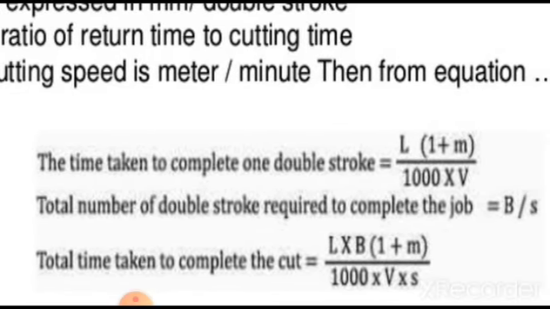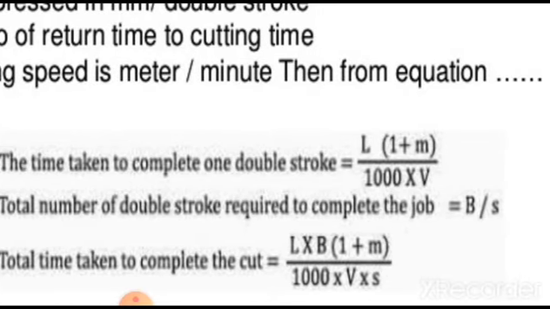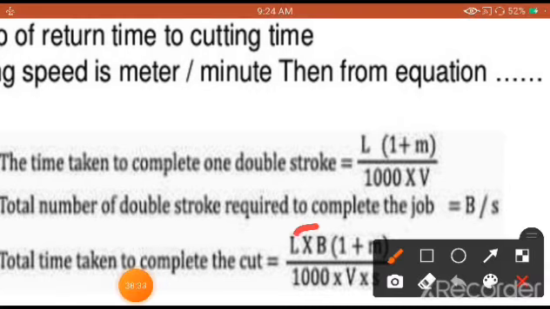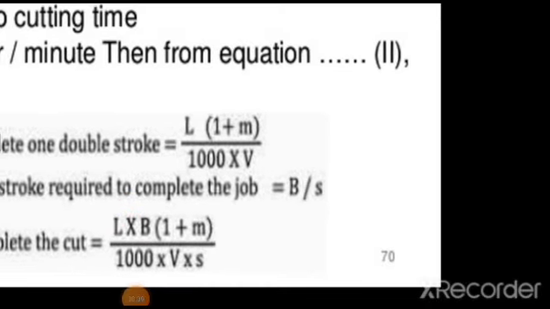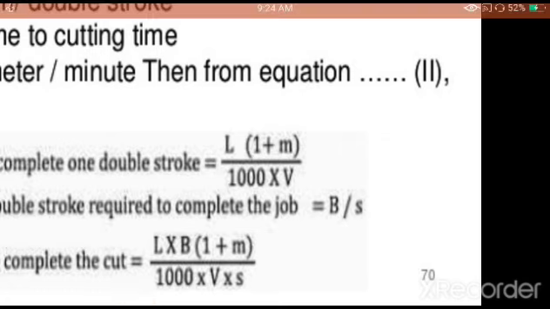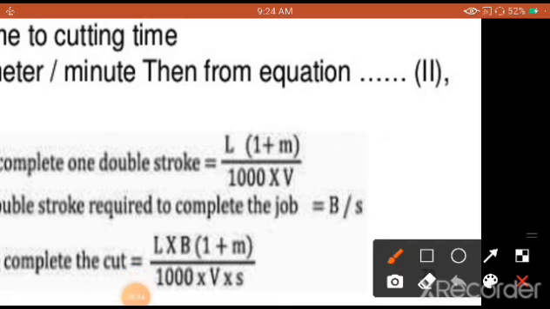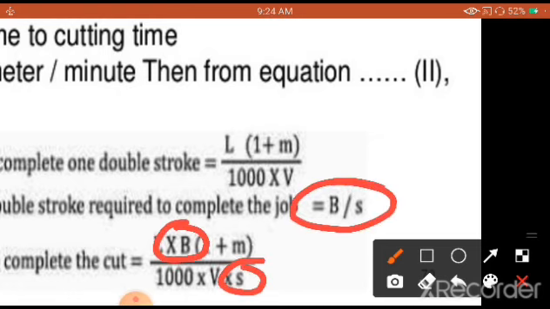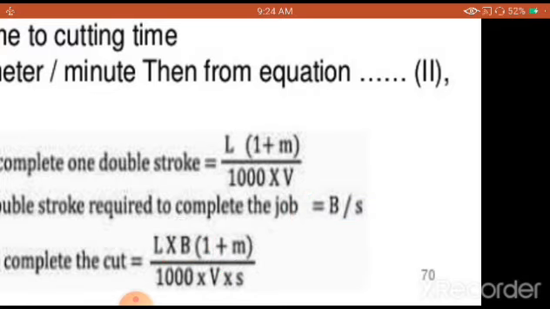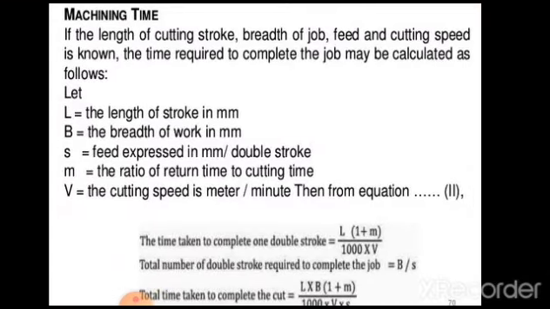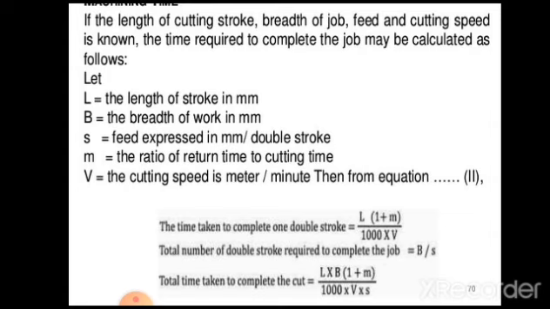The total time taken to complete the cut is L into B into (1 plus M) divided by 1000 into V into S. See here carefully now, I am explaining. This B divided by S is taken directly here itself. Remember, that value is put here to calculate the total time taken to complete the cut. That is very, very important.